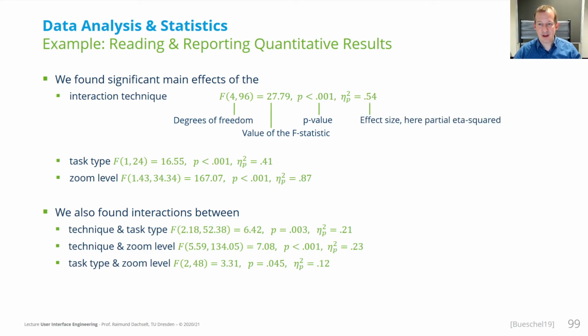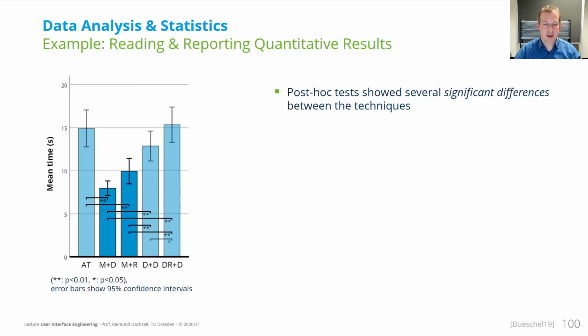And this is the effect size here, partial eta squared. So we see a little bit the effect size and whether this plays a role or not in practice. And we also find a significant main effect of the task type, by the way, as you see here, and of the zoom level. And we found interactions between, so looking at the different independent variables, between technique and task type, between technique and zoom level, and between task type and zoom level, just in this example.